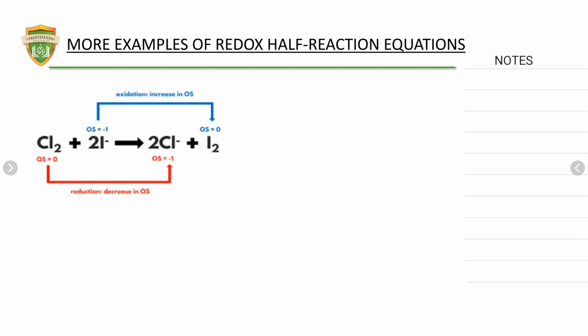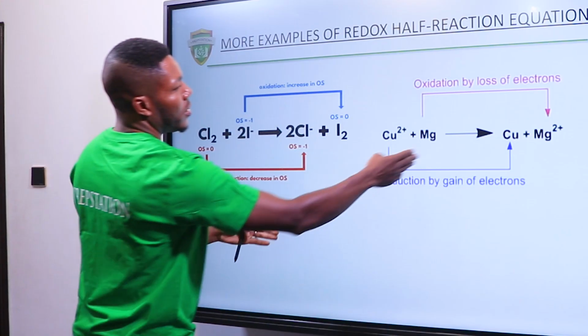Okay, chlorine plus iodide ion give us what? Chloride ion and iodine. So what is going on here? From this chlorine to chloride ion is reduction process. So you split it into this form, is that okay? Then from iodide ion to iodine is what? Oxidation process. So this is a reduction half equation. Another one is this form, okay?